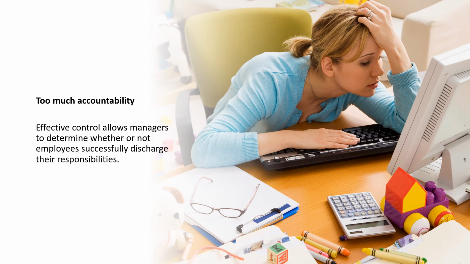Too much accountability. Effective control allows managers to determine whether or not employees successfully discharge their responsibility. Because there is too much control, you control everything, sometimes it will take too much accountability for the manager. They have to oversee everything, which sometimes can bring more work, tasks, and responsibility to the manager.